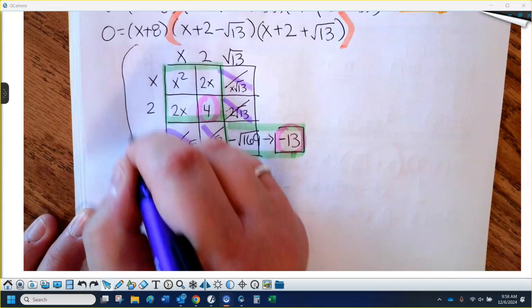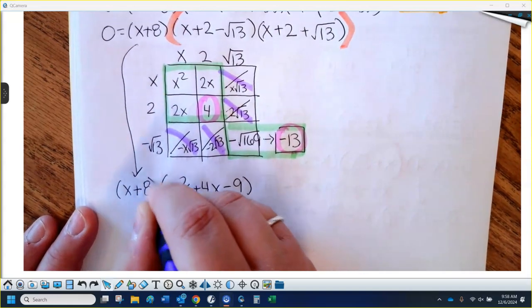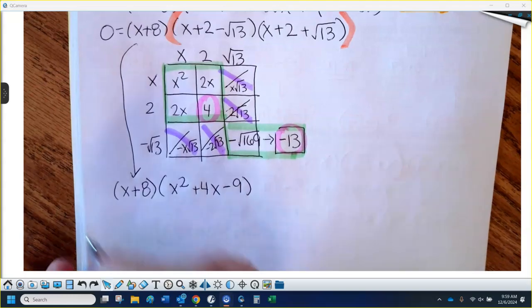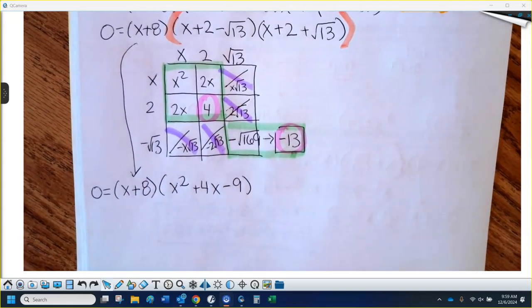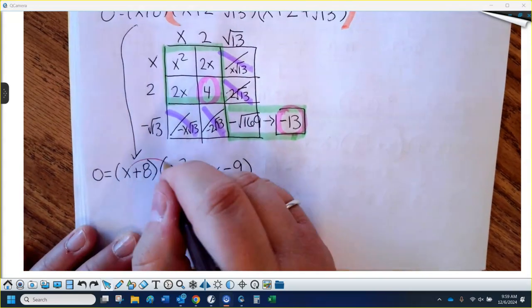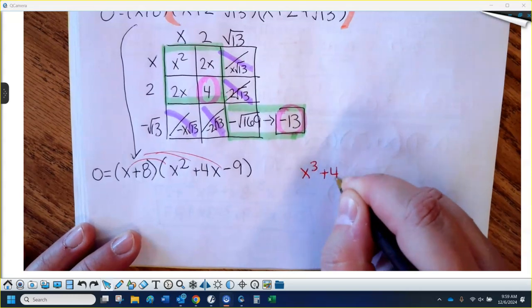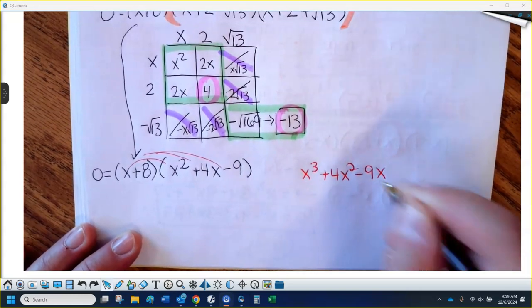And then forgive me, this one also said that 8 or negative 8 was the solution. So I got to go a step farther to get the full polynomial here. That's the hardest part, is multiplying those conjugates together. Now, if you want to draw a box again, feel free. I'm just going to do like a normal FOIL on this. So I'm going to do x times all 3. We're going to get, let's see, x cubed plus 4x squared minus 9x.